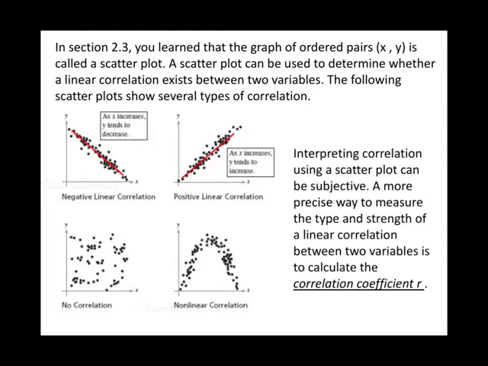Interpreting correlation using a scatter plot can be subjective. You could see all the points are really close to the straight line. But sometimes the points may not be really close to your straight line. If you want to know if there is a linear correlation, we're going to find the correlation coefficient r. The correlation coefficient r measures the strength of a linear correlation.